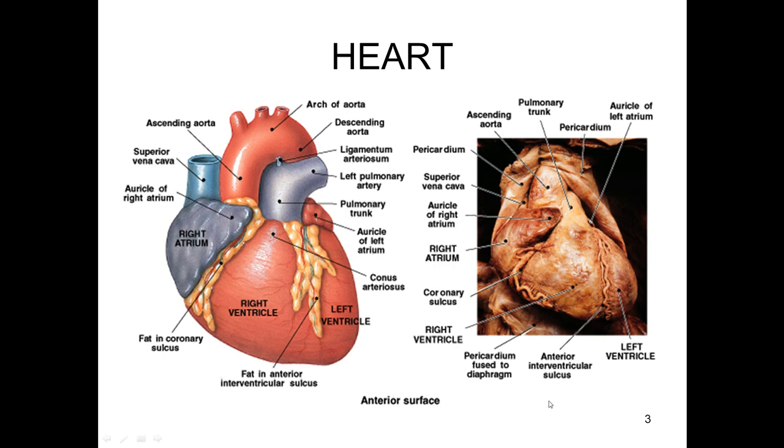This is the heart, and what you can see in the slide, you already know this. The heart has four chambers: the right atrium, the right ventricle, the left ventricle, and the left atrium. The left atrium is not visible on the anterior aspect. And one thing more, the right atrium also has an ear-like projection, and that is known as the auricle of the right atrium.